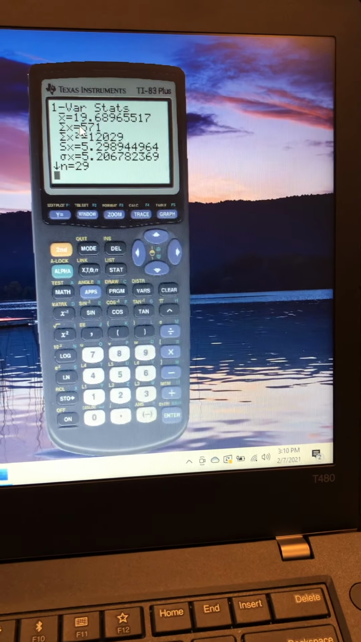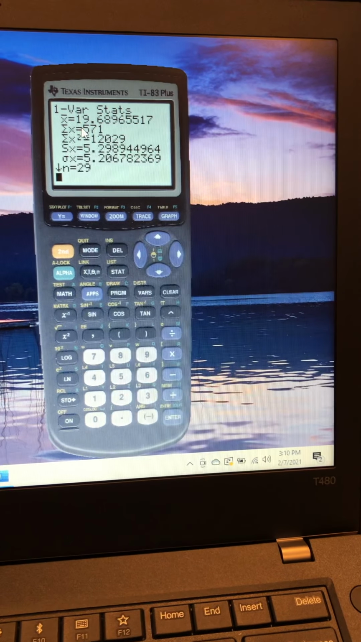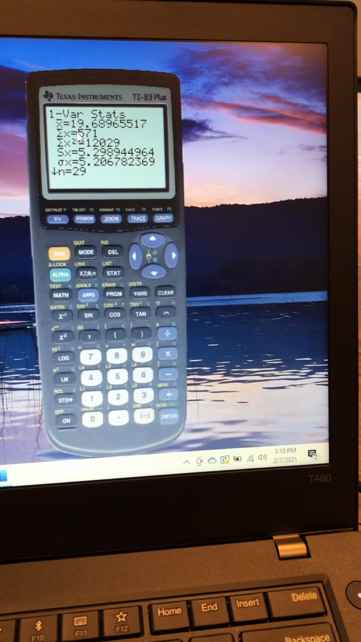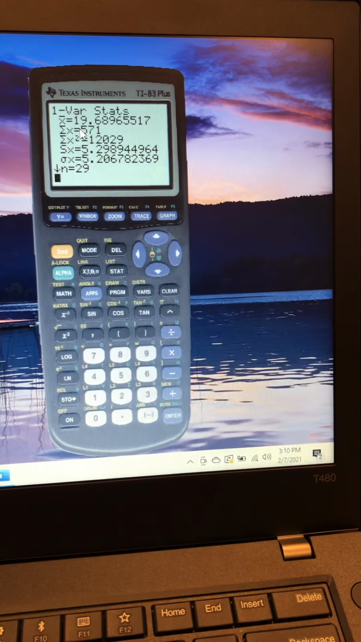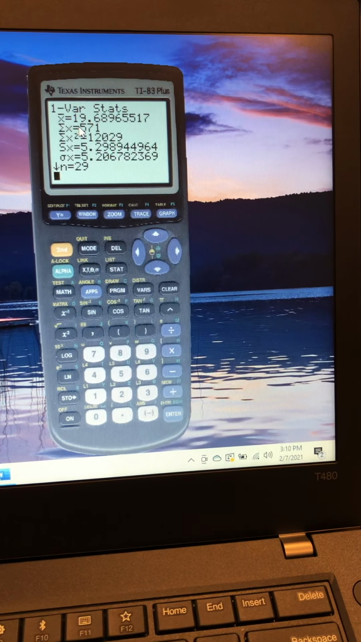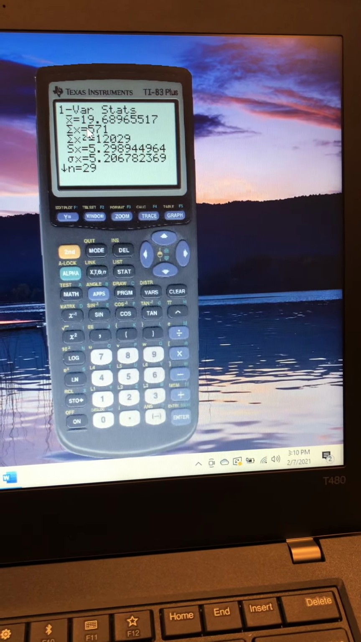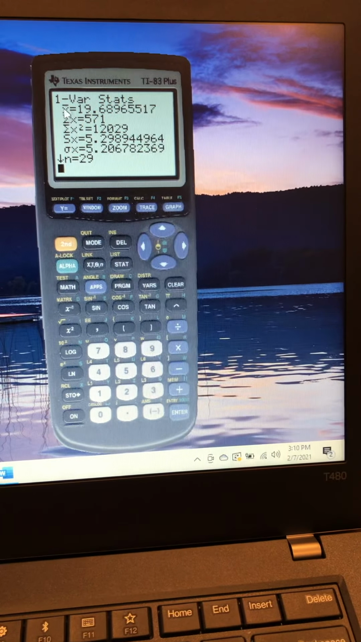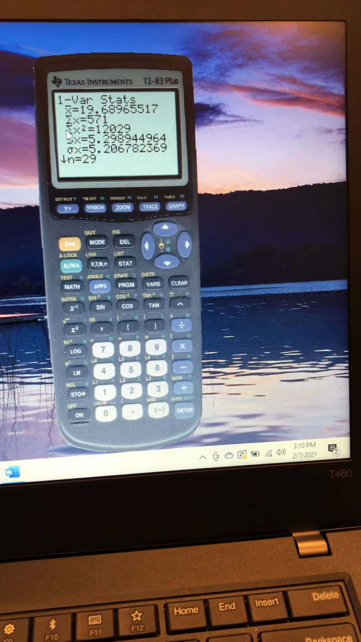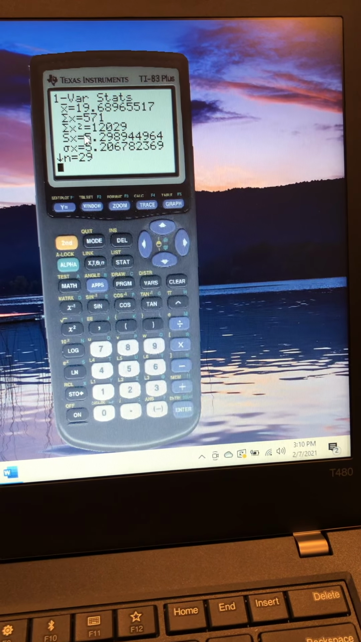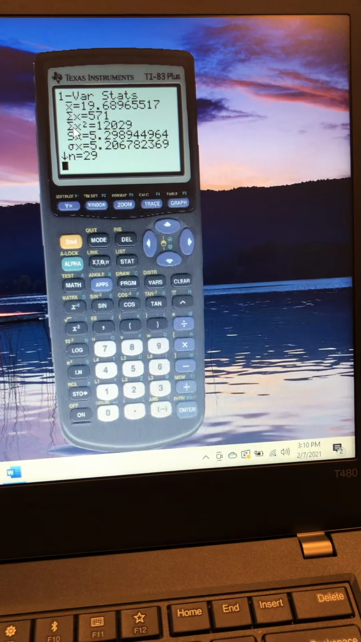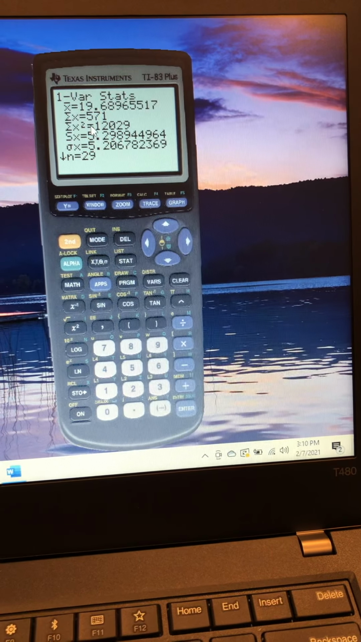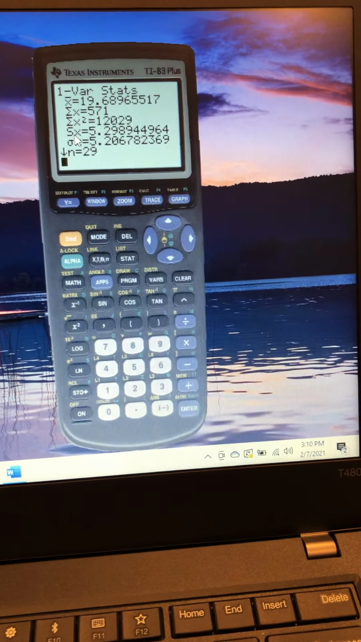And so I'm going to round these to 2 decimals. I didn't say, but we'll just round them to 2. So my X bar is 19.69. That's the average number of chips in the cookie. So X bar is 19.69. It also gives me the sum of X squared, which you need if you use formulas, but we're not going to use formulas if we don't have to.